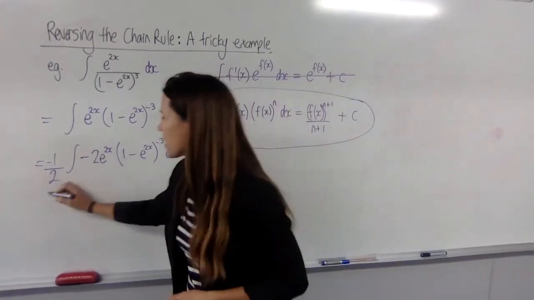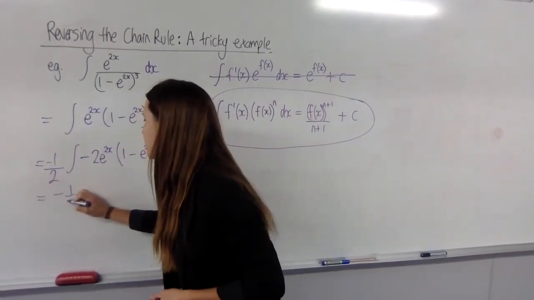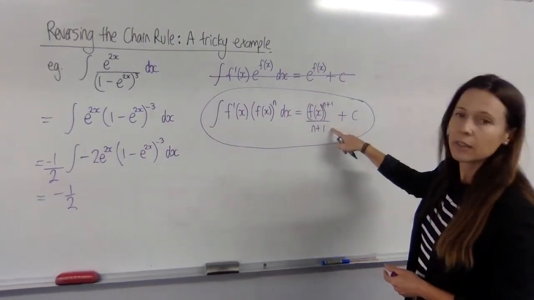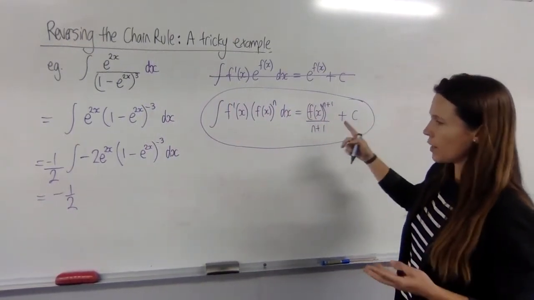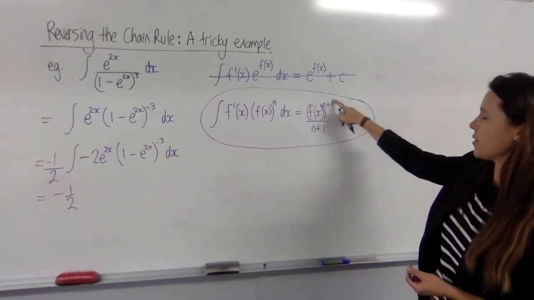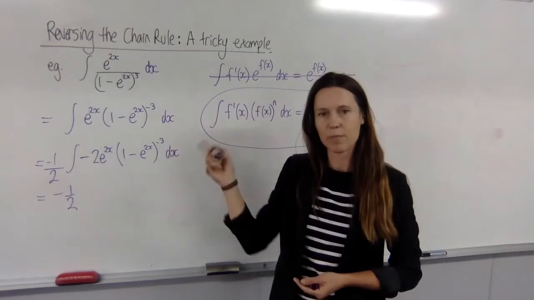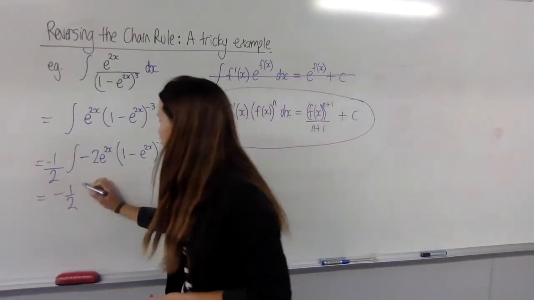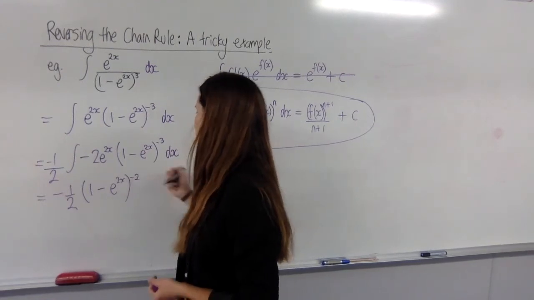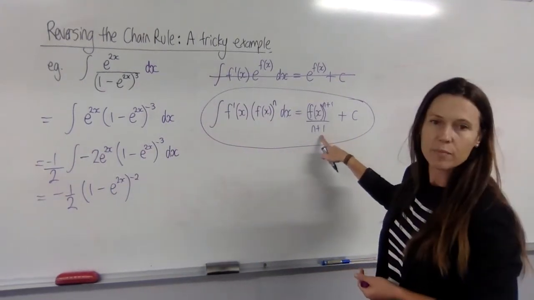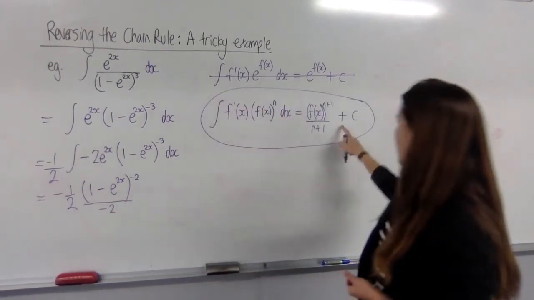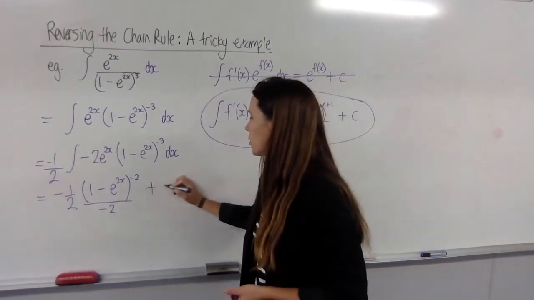So now this minus a half needs to stay out the front, as I now go ahead and follow this rule to find my integral. All I need to do is write down the function, raise it not to minus 3, but a number that's 1 bigger than that, minus 2. So I've got 1 minus e to the 2x, all raised to minus 2. And then I need to divide by the new power, minus 2. And then, of course, I need to add my constant.